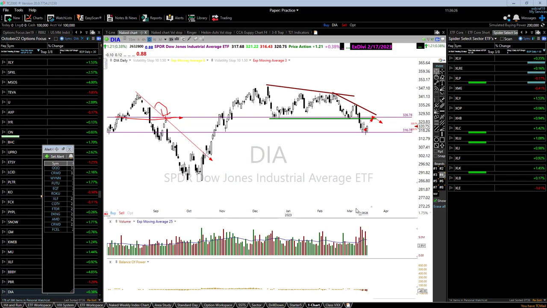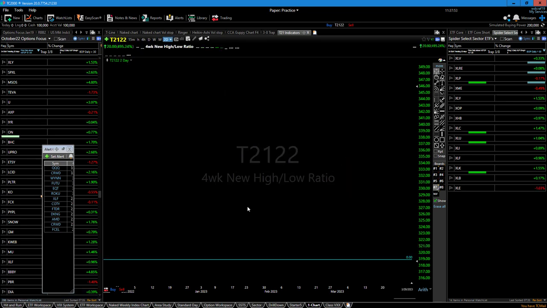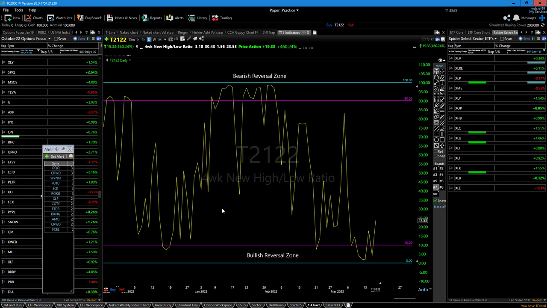We like to look at an indicator. We like to look at something like T2122, and we want it to tell us what comes next. We want it to predict for us. But as you guys know, that's never the case. When it comes to me, there's never a trade, ever, that is based on an indicator. The indicator tells me that something could occur, and I'm looking for it to occur in price action, and I wait for it to occur in the price action. Make sense?